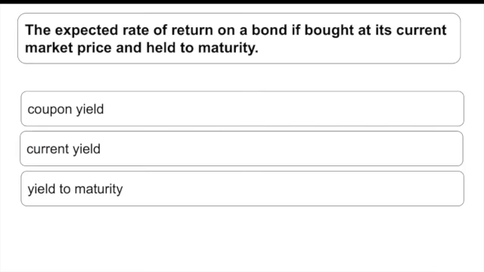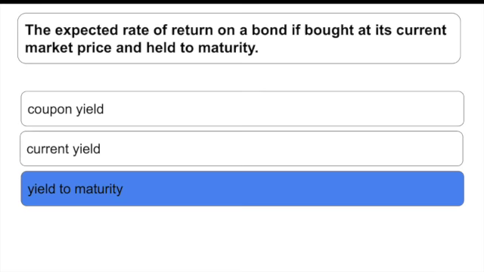The expected rate of return on a bond if bought at its current market price and held to maturity. A is coupon yield. B. Current yield. C. Yield to maturity. The correct answer is the yield to maturity.